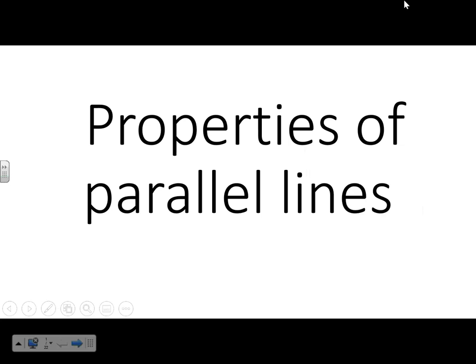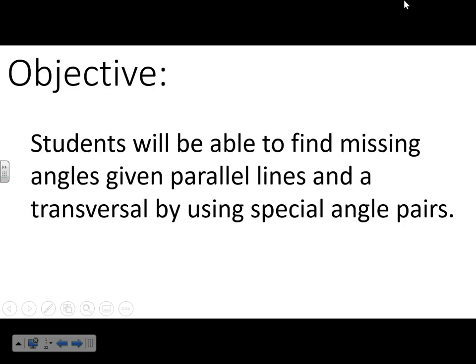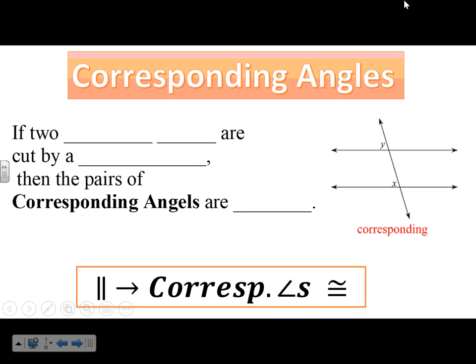This is properties of parallel lines. Students will be able to find missing angles given parallel lines and a transversal by using the special angle pairs. And those angle pairs are what we talked about the other day.